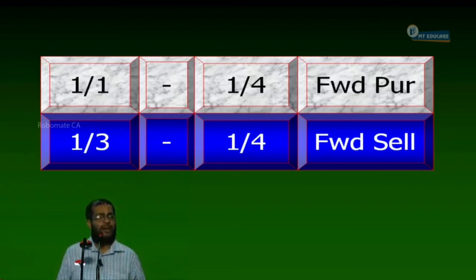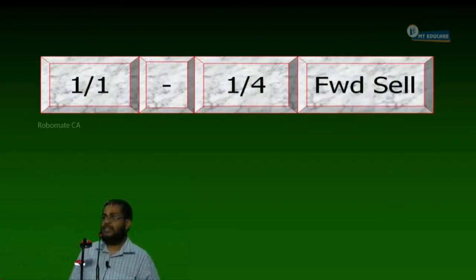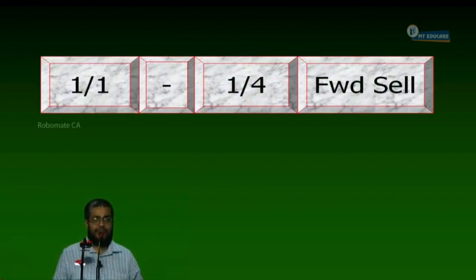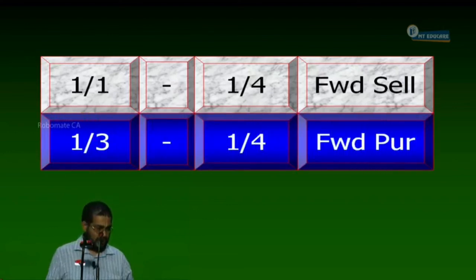Situation 10. Forward sell cancelled before due date. 11 to 14 forward sell. Next is what? 13 to 14 forward purchase.